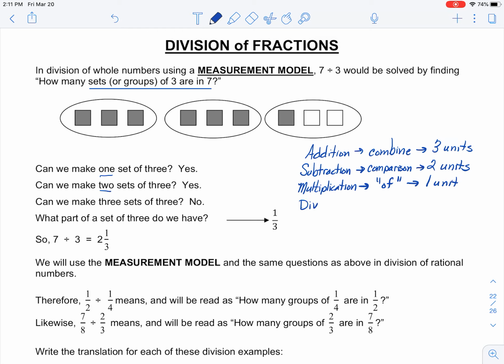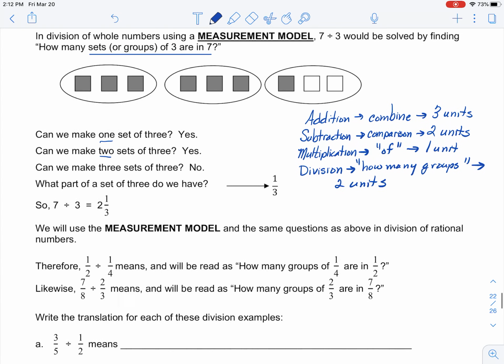And then for division, we're going to use the measurement model, and we're going to be asking the question, how many groups? Again, we're going to need 2 units, but this is going to be different. It's something like subtraction, I guess. We model both of the fractions, and then we look at the second fraction and find how many of that size second fraction will fit into the first fraction.